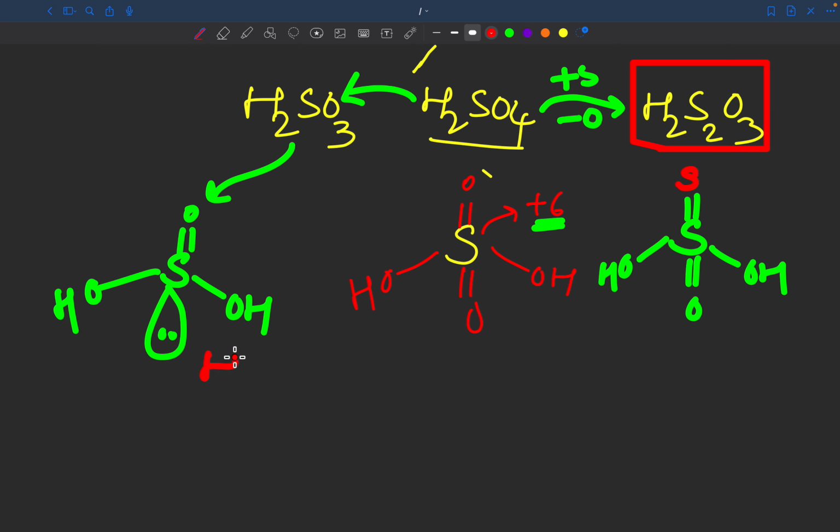Next one, the last, but this is an important one. Questions have been asked on this in NEET also. H2S2O7, which is equal to H2.